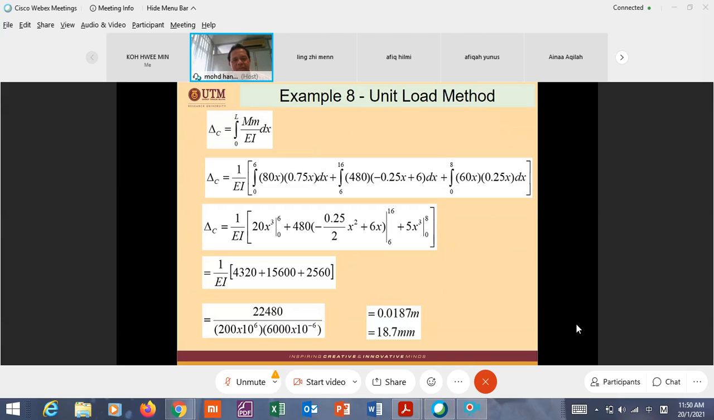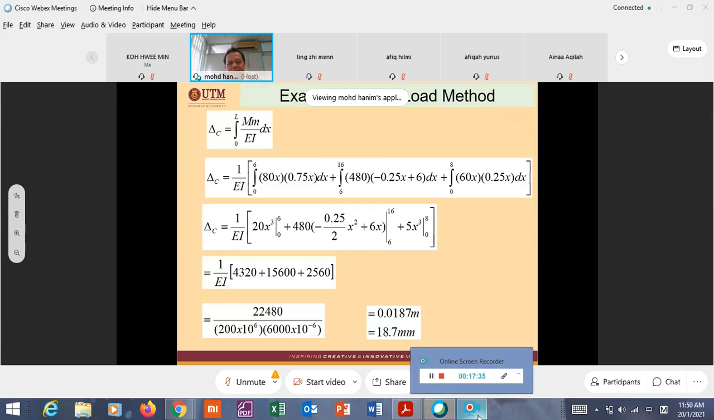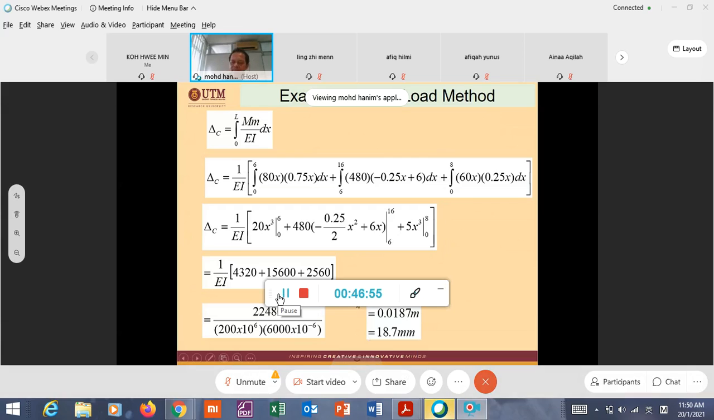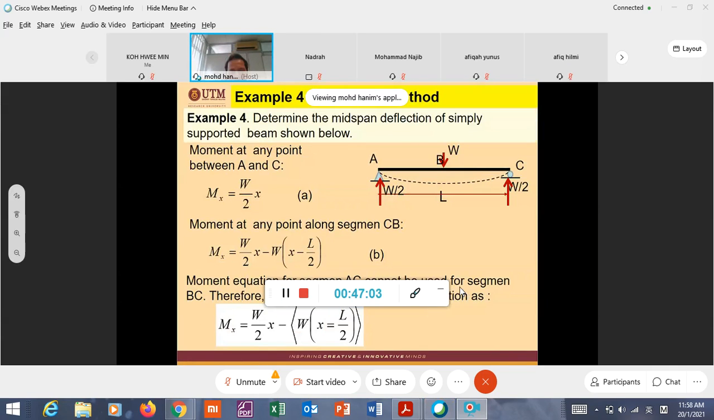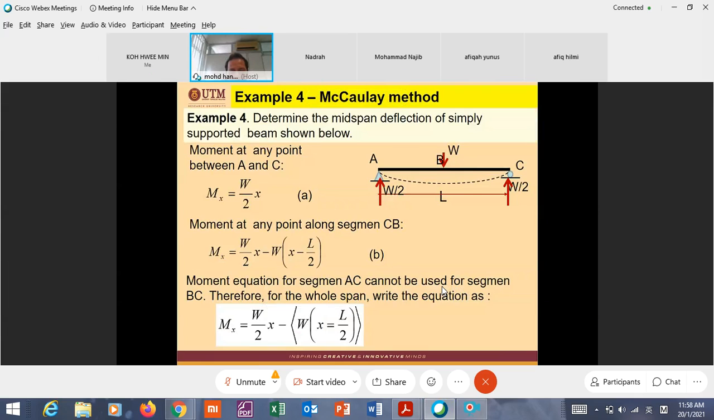I think I've not shown you this slide before. You're using the Macaulay method. Mx equal to W over 2 x, this one for segment AC, segment AB, the first segment. And then the moment at any point along segment CB, the second segment, sorry for this error, equal to Mx and so on.